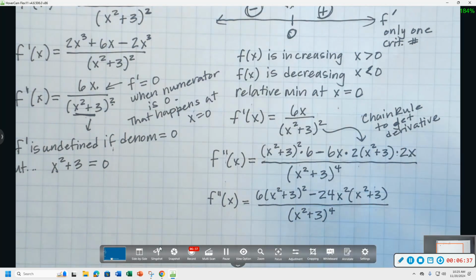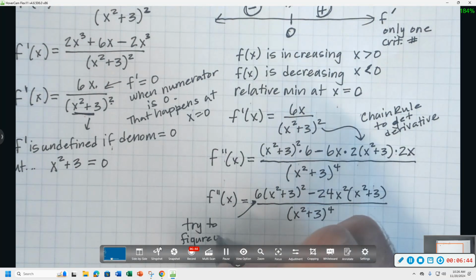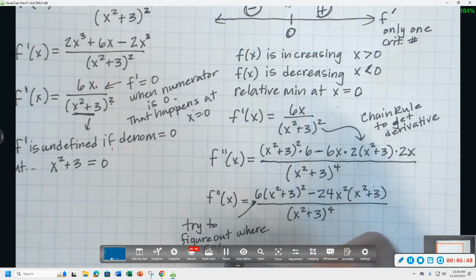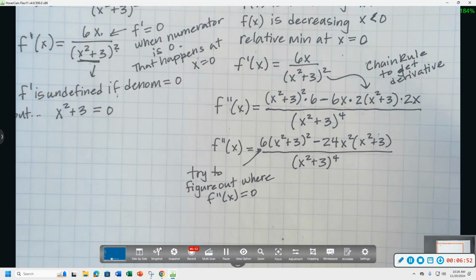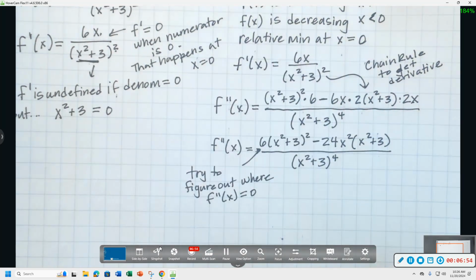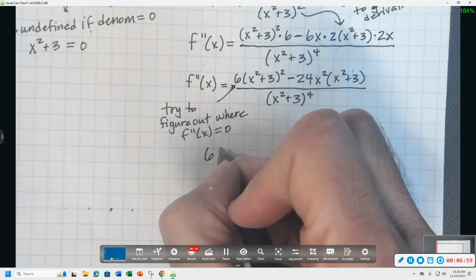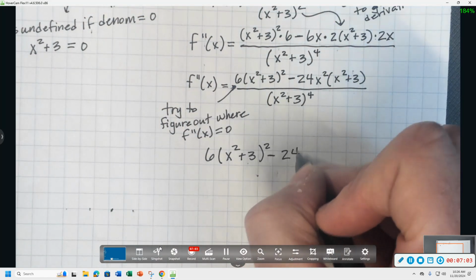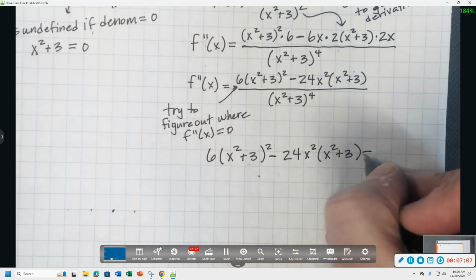Now, I've got to try to figure out where f double prime is 0 so that I can make my number line and carry on with my business, right? So 6 times x squared plus 3 squared minus 24x times x squared plus 3. I want to know when that equals 0.